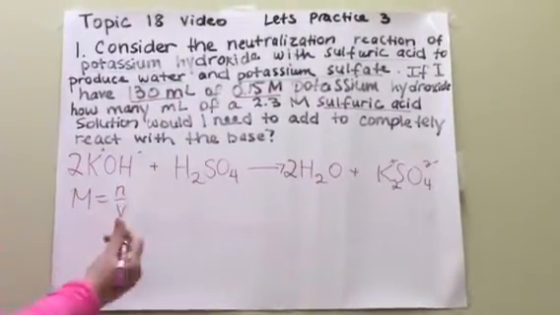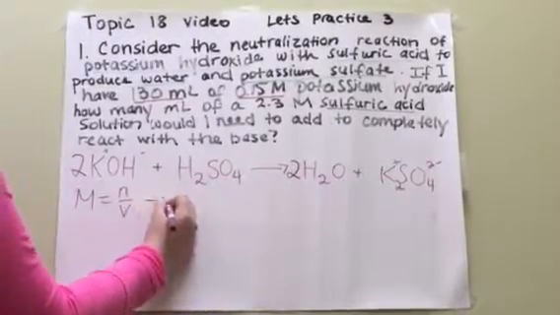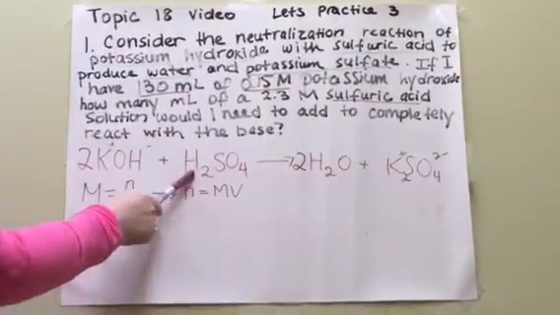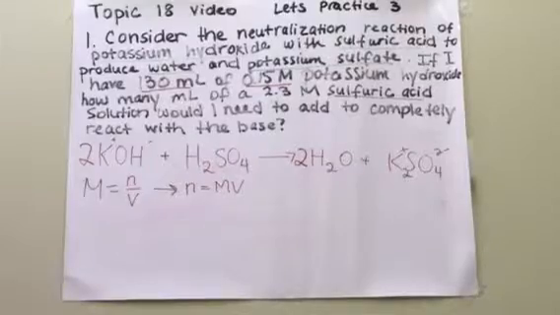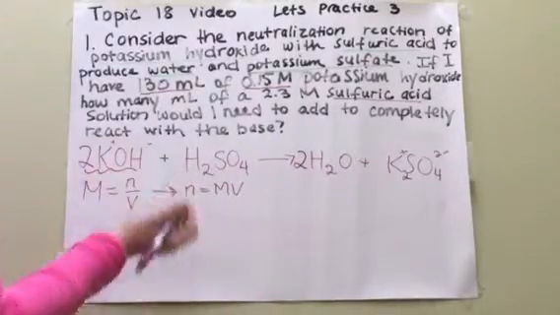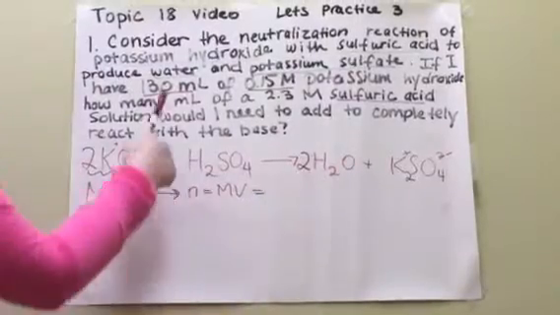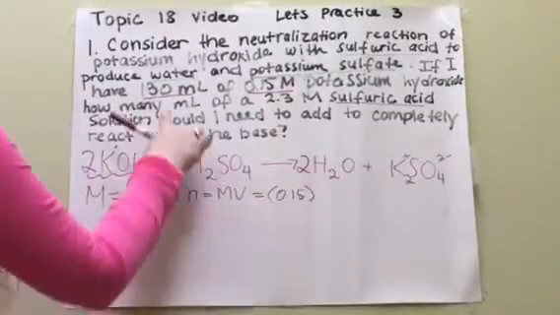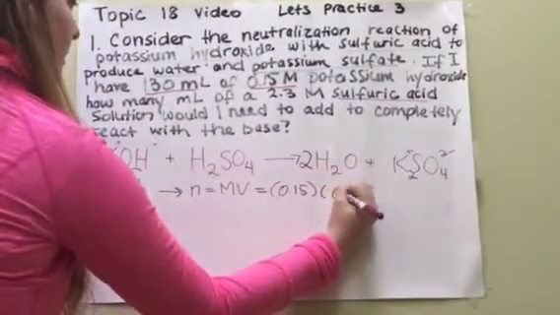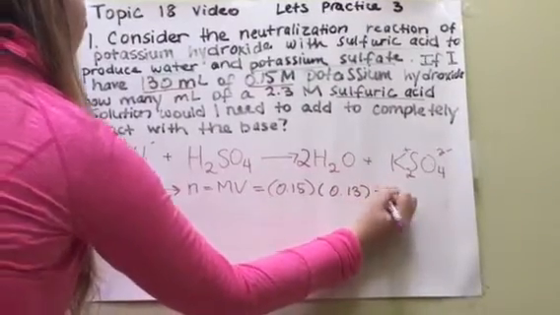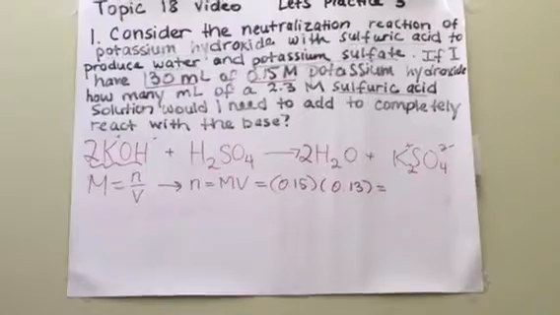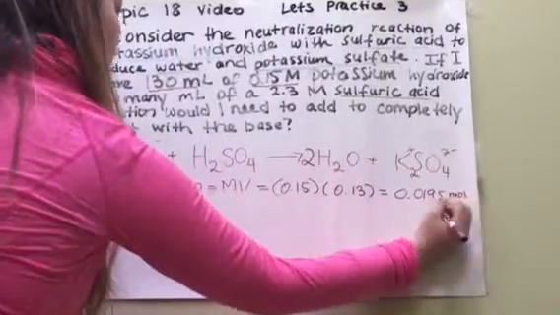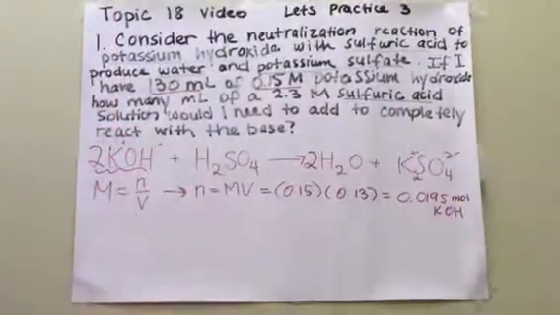Using our formula, molarity is moles over volume, to figure out the number of moles of the sulfuric acid that we have. Sorry, potassium hydroxide. So we have 0.15 for the molarity, and the volume is in milliliters, so we need to convert it into liters in order to use it in this formula. And we would get 0.0195 moles of potassium hydroxide.